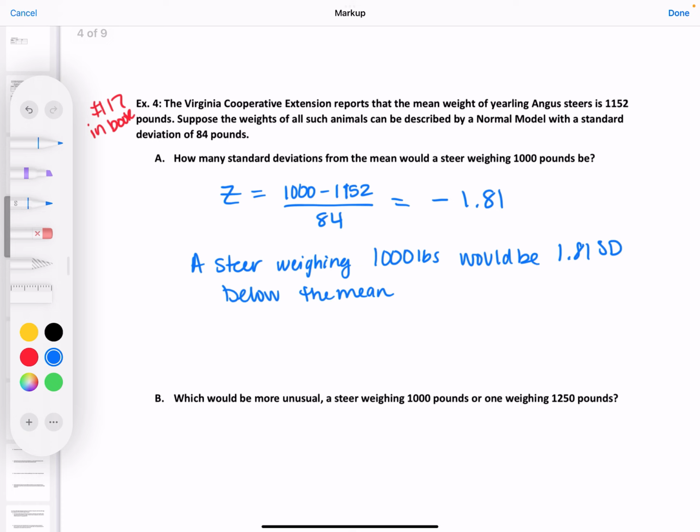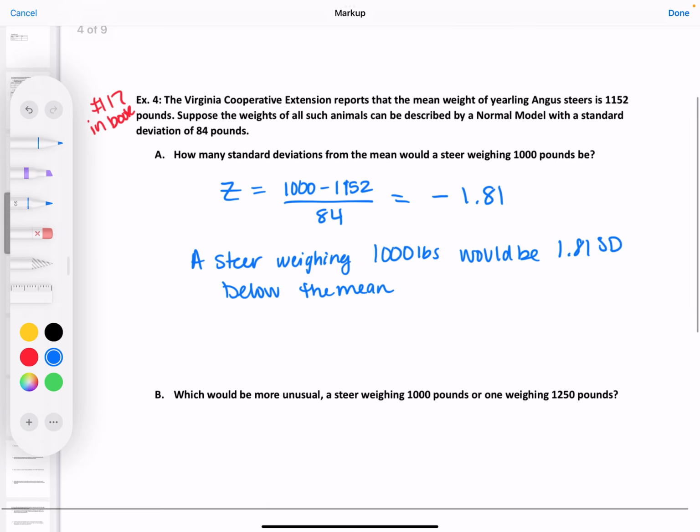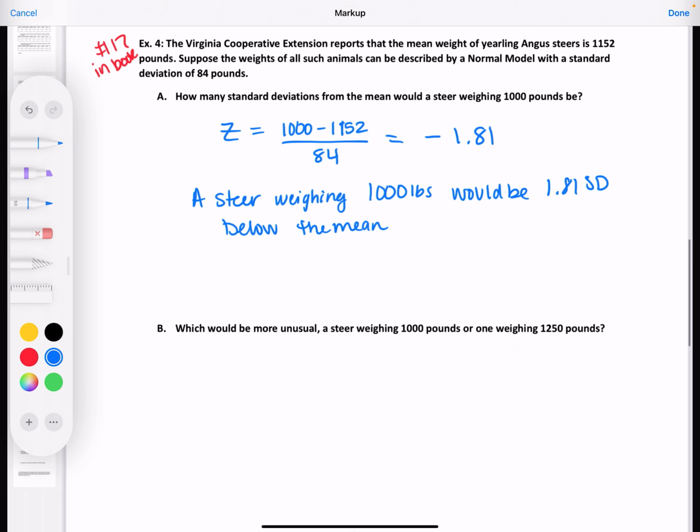So then part B, would it be more unusual to see a steer weighing 1,000 pounds or one weighing 1,250 pounds? So you've already done your z-score for 1,000 pounds, and that's minus 1.81. We need to do it now for the 1,250 pounds. So it's just which one is farther away? Yeah. And it doesn't matter above or below. We're looking for basically the absolute value of the number. So which one is farther away?